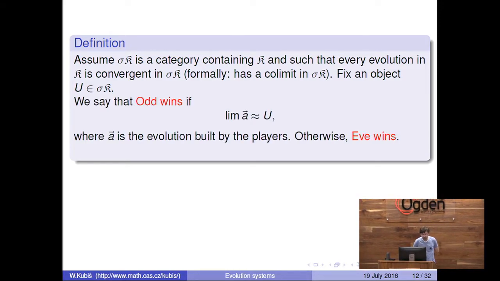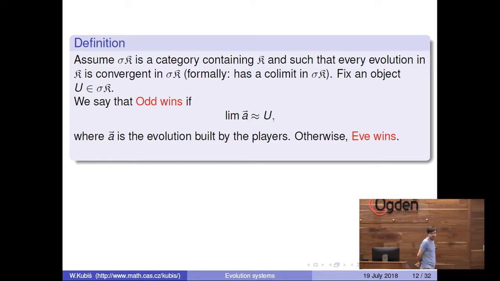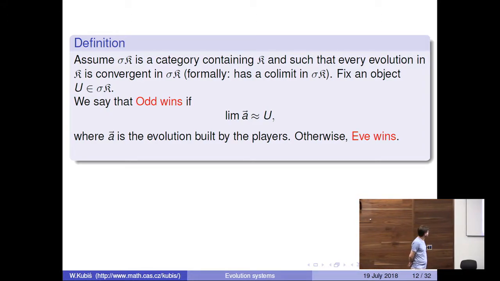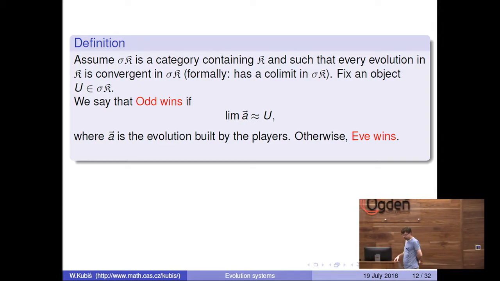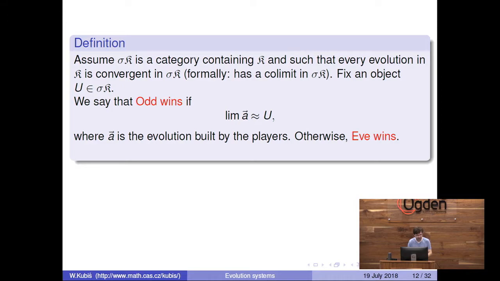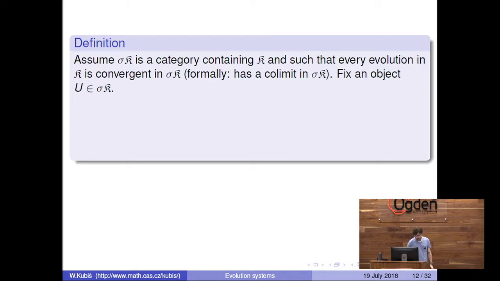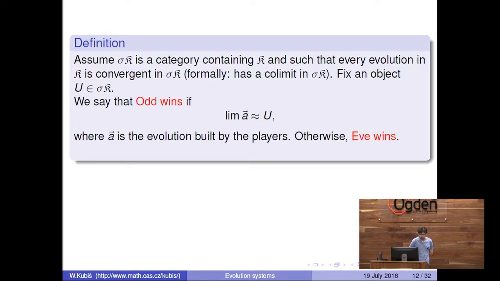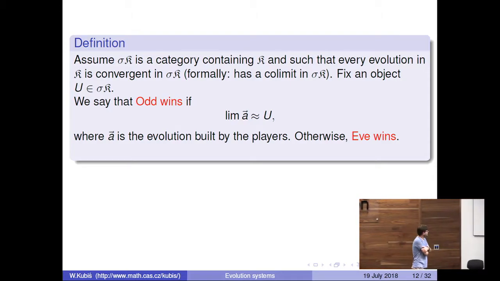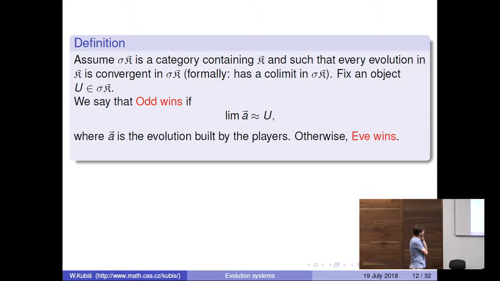So now we say that the second player wins if the limit of this sequence, okay, remember this is my notation, yes? This A vector denotes the sequence, yeah? I mean, this, where the objects are capital A, and so the second player wins if the limit of this sequence is isomorphic.